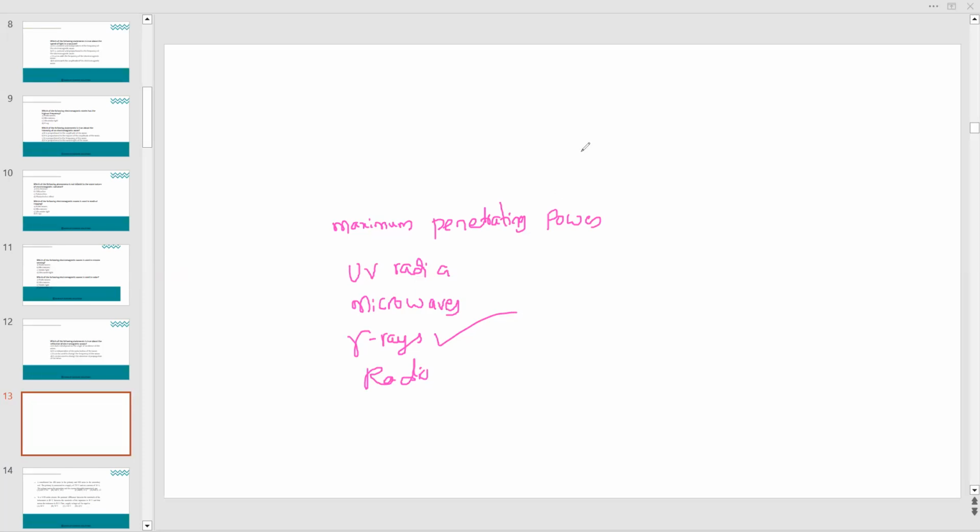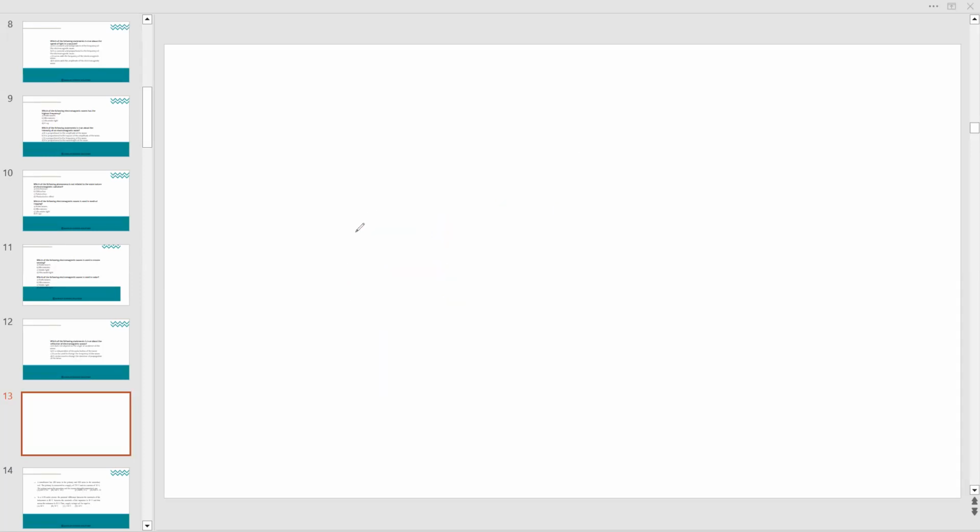Which of the following is called the heat rays? Options are X-rays, gamma rays, IR radiations, and microwaves. Which are called the heat radiations? IR radiations are called heat radiations.